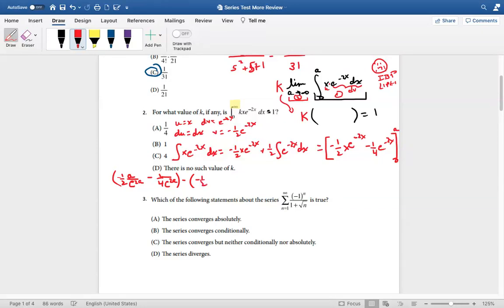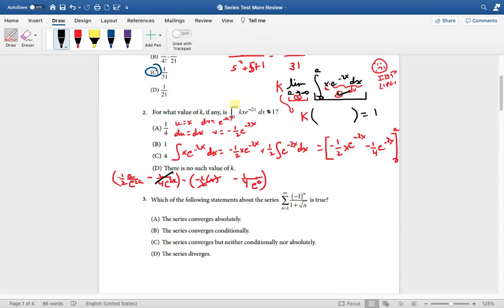Minus negative 1/2 times 0, so don't care about the rest, minus 1/4 e to the negative 2 times 0, which is e to the 0. Now I'm going to apply the limit. So step 1 is done. Now apply the limit as a approaches infinity, right? So if a approaches infinity, this is 1 over infinity, which goes to 0.